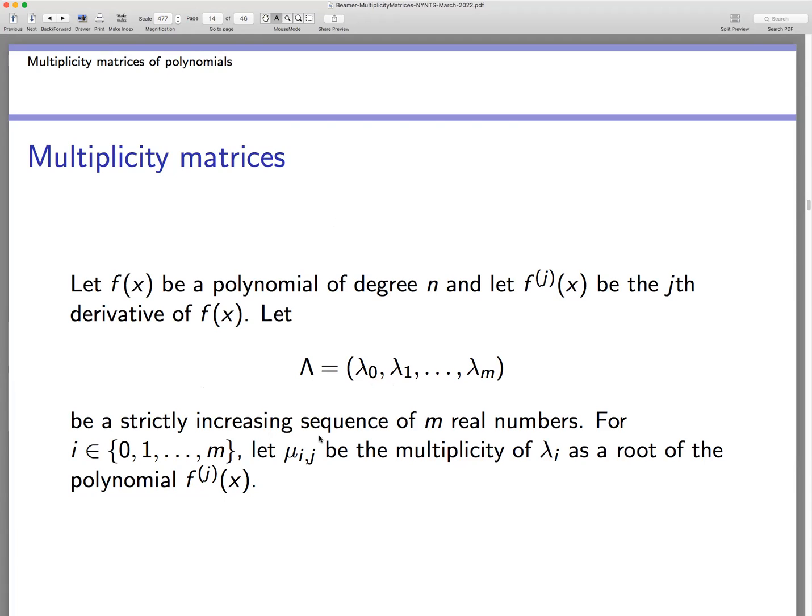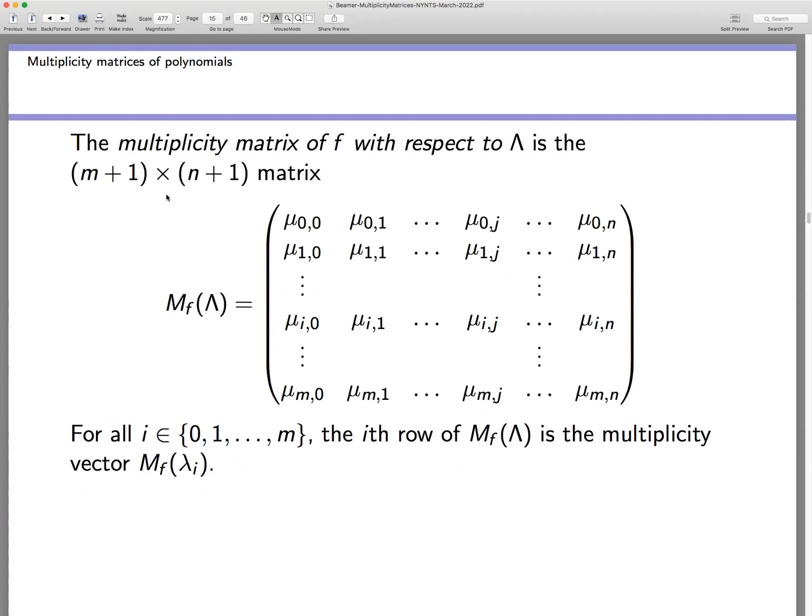And for each lambda_i, i goes from 0 to n. For each lambda_i, let mu_ij be the multiplicity of lambda_i as a root of the jth derivative. So if I fix i, I'm just looking at the multiplicity vector for that lambda_i, but I'm doing it for all the different lambda_i's. And what I will call the multiplicity matrix of f with respect to the set lambda is this n plus 1 by n plus 1 matrix of the mu_ij's.